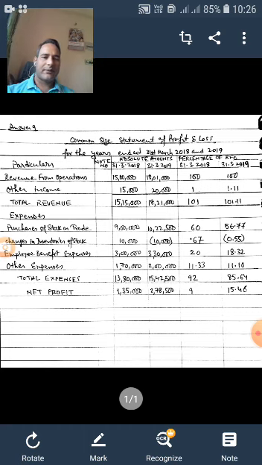Same will be repeated for 31/3/2019 also. So it's 18 lakh 1,000 by 18 lakh 1,000 into 100 is 100%. Then 20,000 by 18 lakh 1,000 into 100 is 1.11%, and so on till the end is what you have to go on doing. You all can see that the first two columns are actually nothing but just copying the question. All that you have to take care of is that the previous year comes first and the current year comes later.